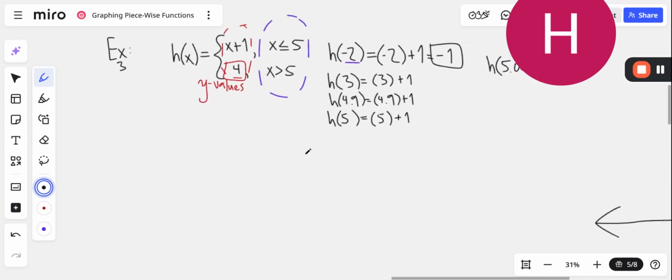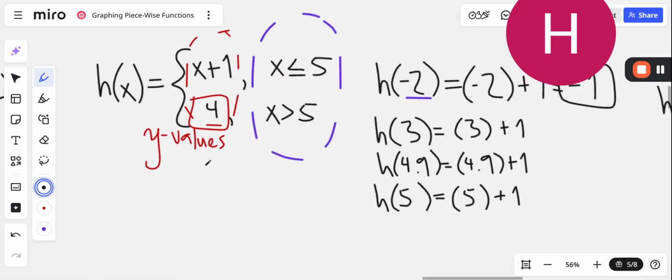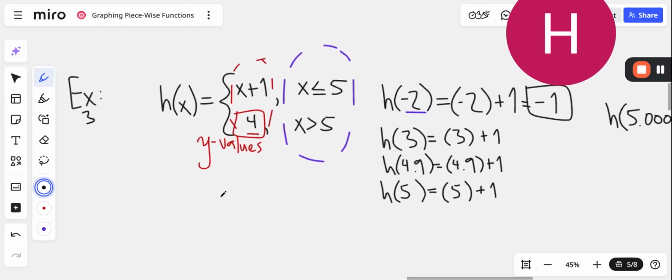Okay, let's move on to example 3, where we have h of x. This one was a pretty easy function to look at because we just have a linear piece for the first piece, x plus 1, and we just have another flat linear piece at y equals 4, which is just a flat line.